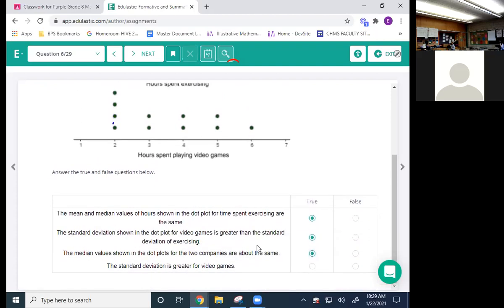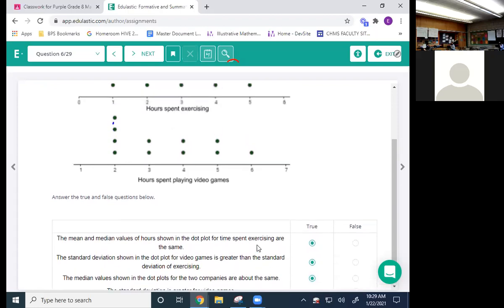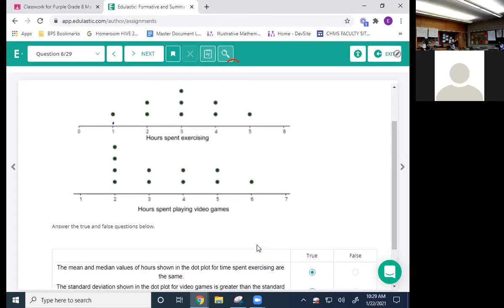Okay, wonderful. Last one. Standard deviation is greater for the video games. What do we think? Very good. Because we have a more spread out set of data on the second one, it's not symmetric. We're going to say that it has a larger standard deviation. Very good. Nice.